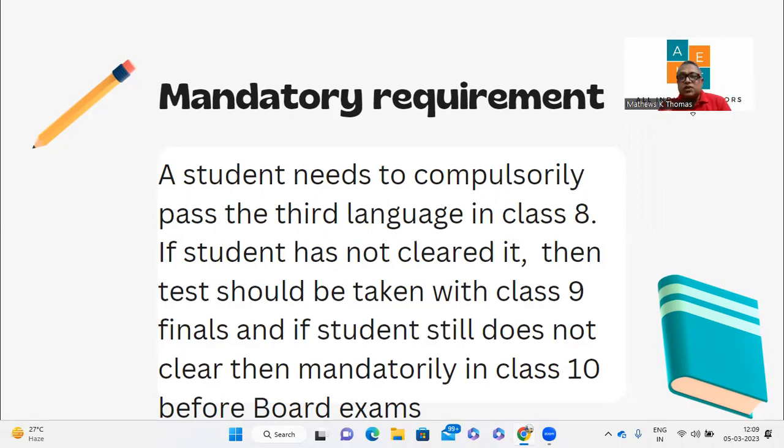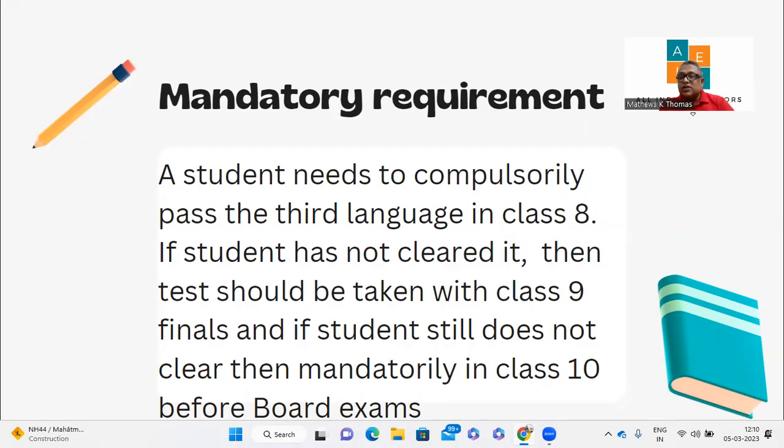That means if any student is at the moment in class 9 and has not passed in the third language, he can be given this exam at the end of class 9. And if the student is not even passing in class 9, then he has to definitely clear it before the board exams, that is in class 10. But they have made it mandatory that the third language exam has to be passed at the end of class 8. If not in class 8, then the student has to pass in class 9, or the same paper can be given in class 10. So before the board exam, this has to be cleared.